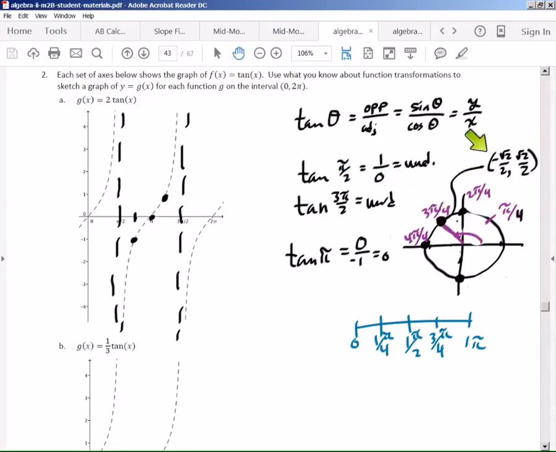So what are the coordinates for this point? You guys might remember them to be negative rad 2 over 2 and rad 2 over 2. Now if I wanted tangent of that point, what would you get? What is tangent of 3 pi over 4? Remember, it was y divided by x. What do you get? Well, they're the same numbers, right? Except one's a negative, so you get a -1. So that's why this point right here is at -1.